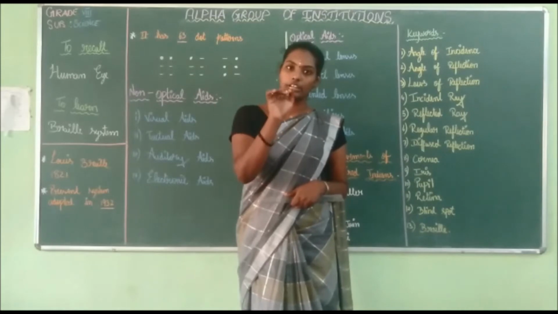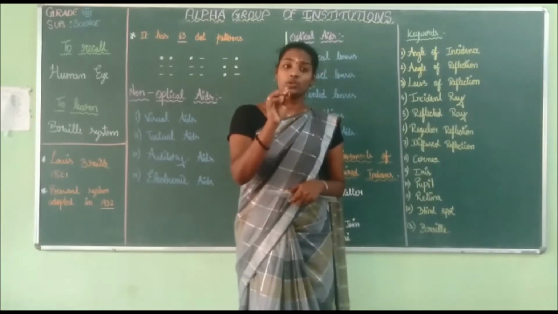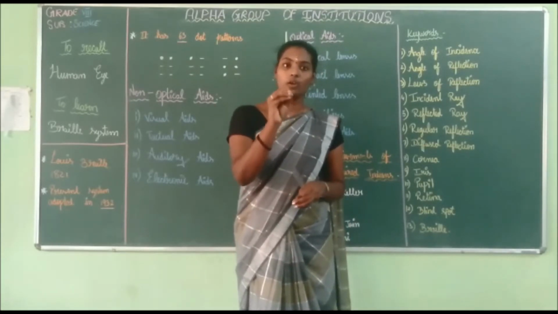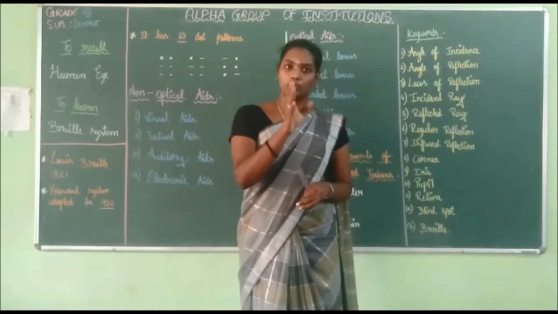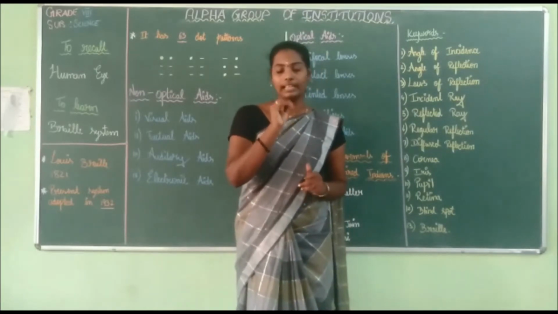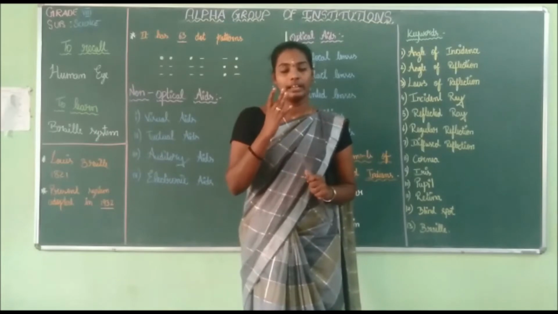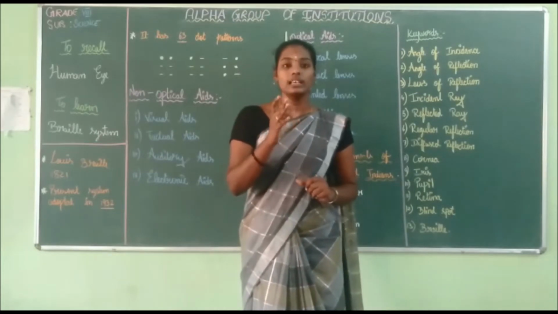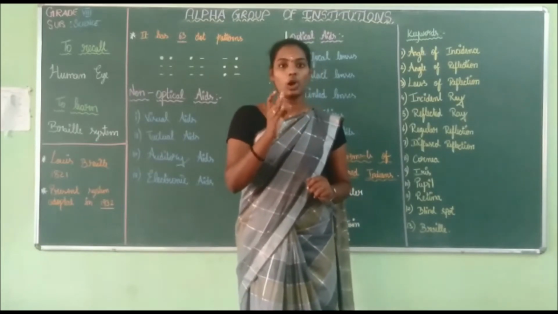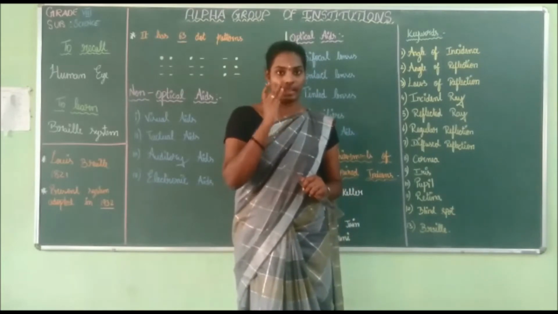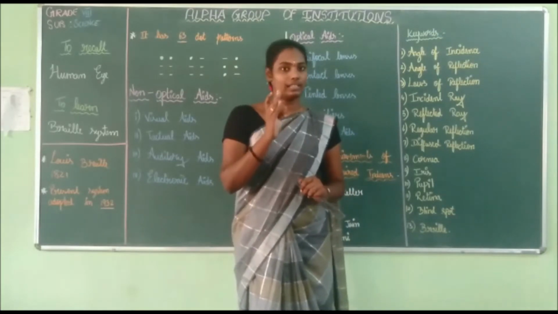Light can enter into our eyes. This opening or hole is called the pupil. And then the lens. Our eye consists of a lens, and this lens is a convex lens.